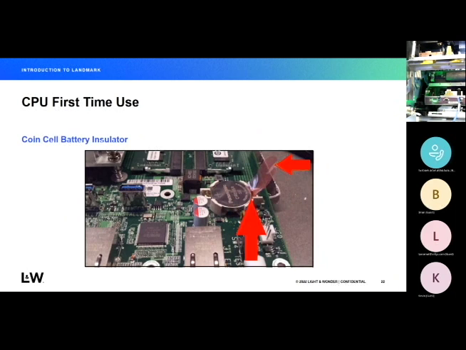The CPU itself, when you first receive them, they should all have these enabled. They should not be a closed circuit. One of the first batteries that we have is going to be a coin cell battery.